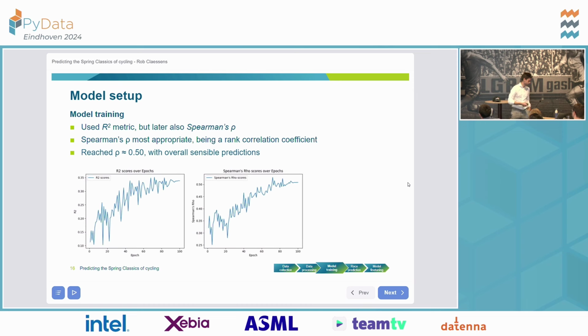And using this Spearman's rho, I reached more or less 0.50 at the right side. So this one, there are quite some amplitudes. So what I wanted to say there is indeed I could maybe use a smaller learning rate, which could have been better, but I was happy with this outcome, and I could see that there were sensible predictions overall. So this is what I started with.